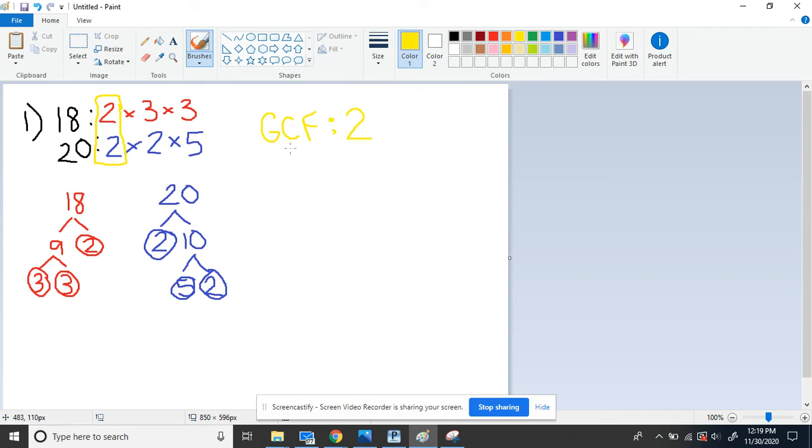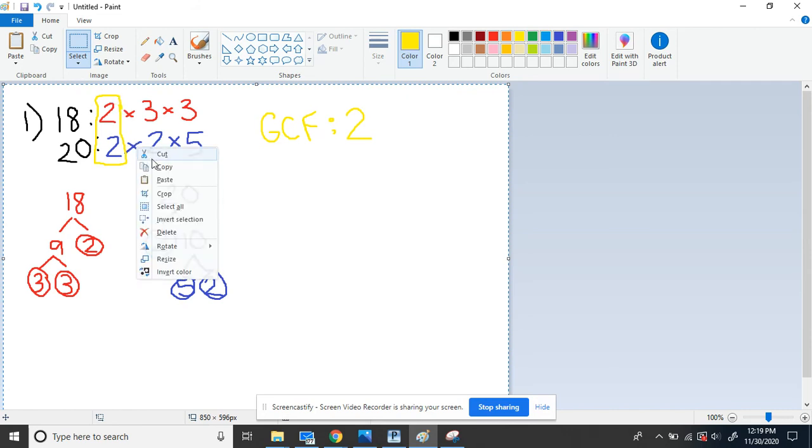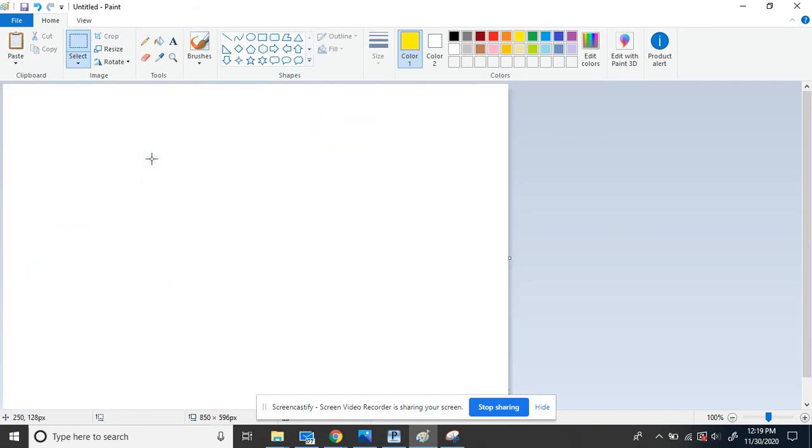Okay, that's number 1 worked out. I'm going to do one other one here. Let's do number 5. So I have 30 and 15. Okay, I'm going to factor those using a factor tree.